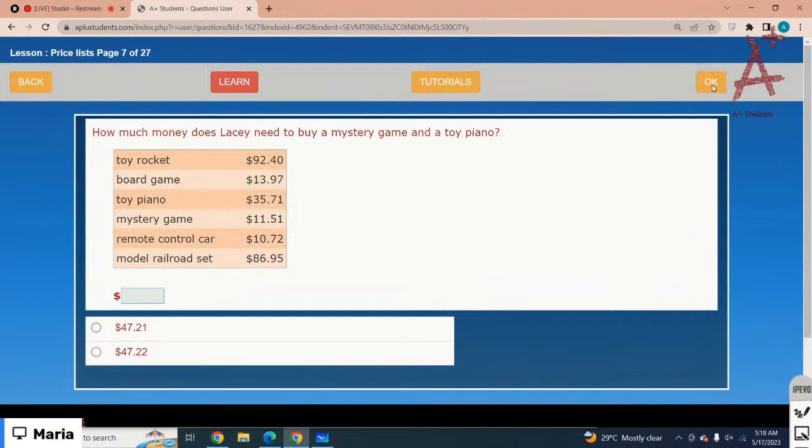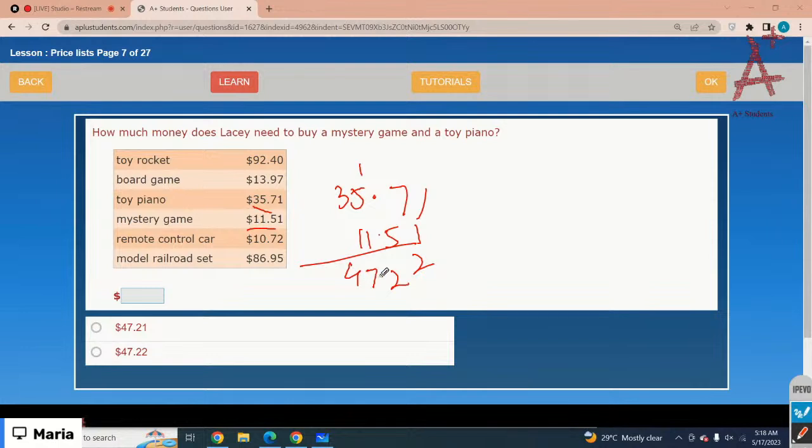Okay, how much money does Lacey need to buy a mystery game and a toy piano? Just add both the prices. Piano is 35.71 and mystery game is 11.51. Just add. 2, 7 and 5 is 12, 2, 1 carry. 5 and 6 and 1, 7 and 3 and 1, 4. It would be $47.22. That means she must have $47.22 if she wants to buy both the items. Got it?